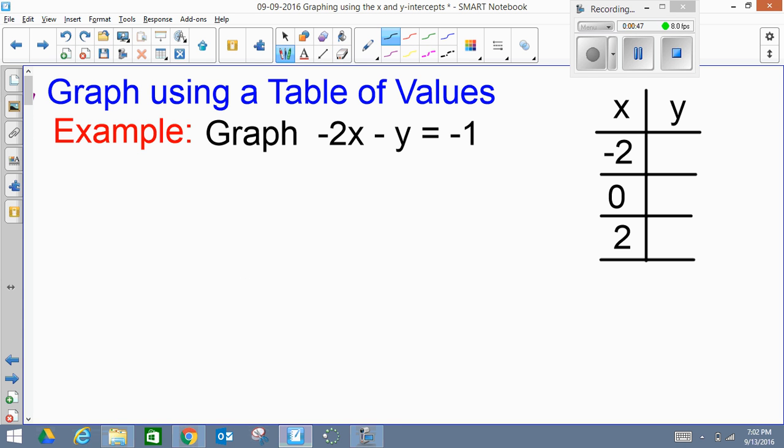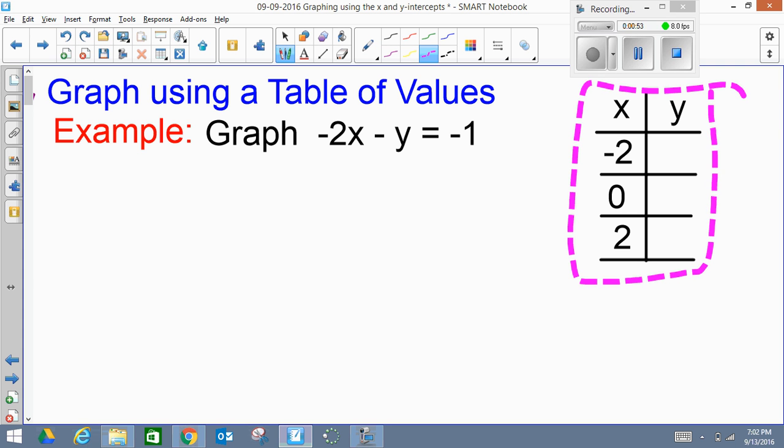Now, if you notice, I created a table of values on the right side. Okay, I have a table of values right here. Now, the x values are values that we assigned. So those are independent values. The x is my independent variable.